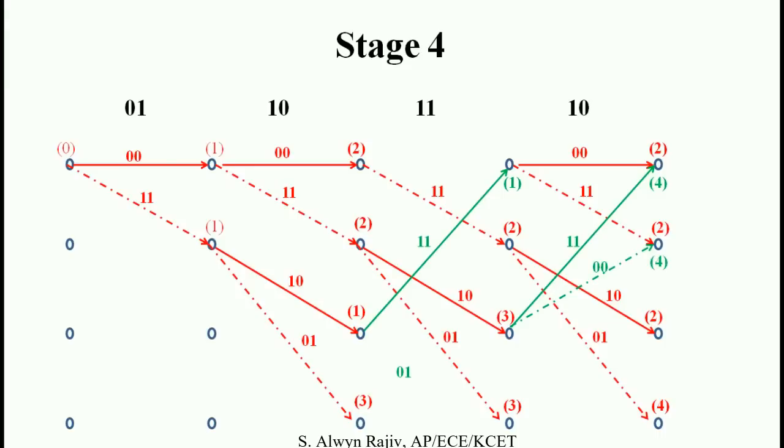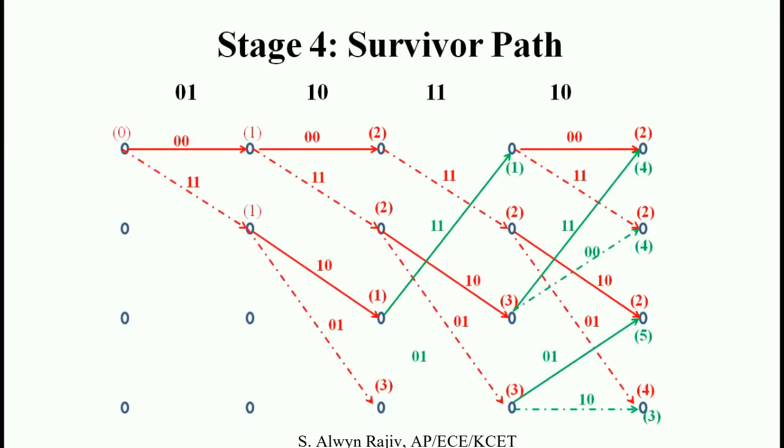D to C, the value becomes 5. D to D, the value becomes 3. Now we are going to find the stage 4 survival path. The stage 4 survival path.